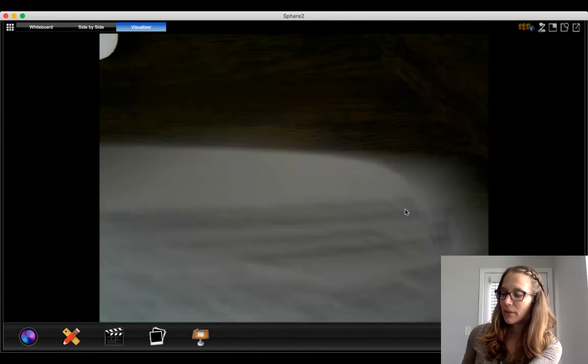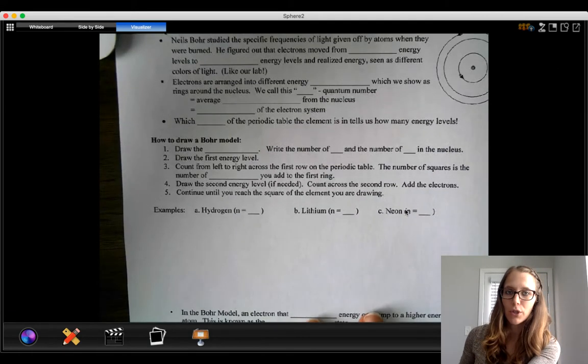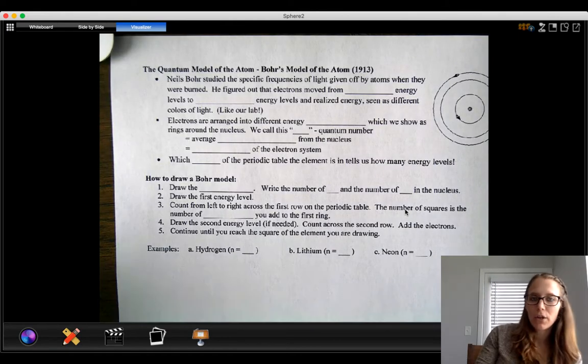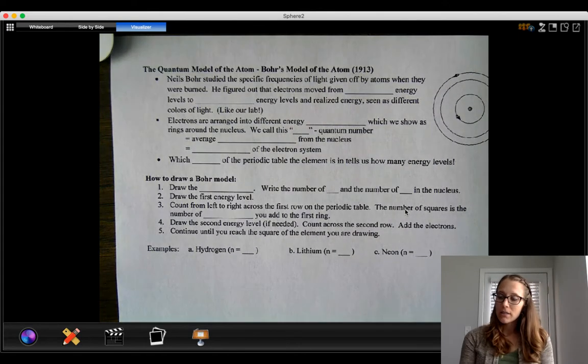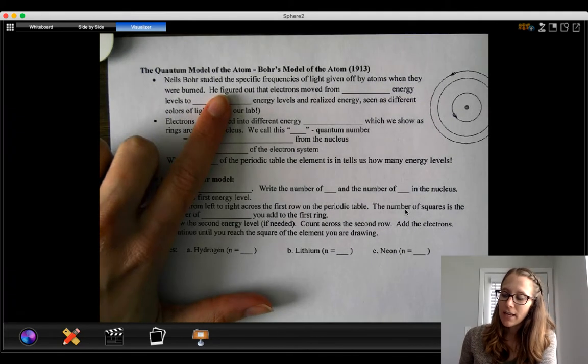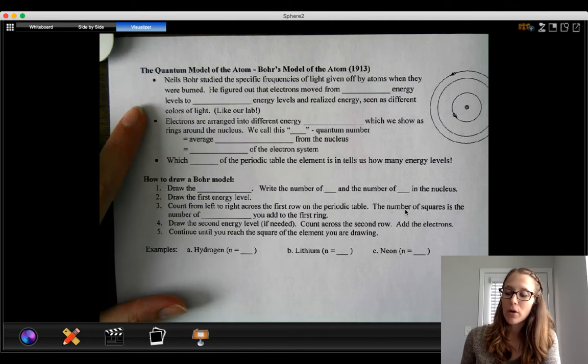Let's go ahead and flip over to page number 2. So on page number 2, we're going to be looking at the quantum model of the atom, which really starts with Bohr. So last unit, we talked about some of the other scientists like Rutherford, Dalton, Chadwick. So this unit, we're going to focus a little bit more on Bohr. So Bohr studied specific frequencies of light given off by atoms when they were burned.